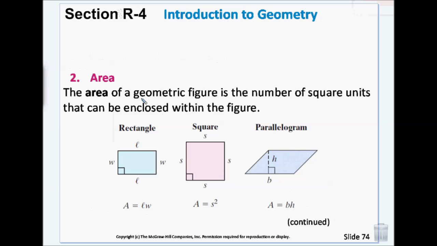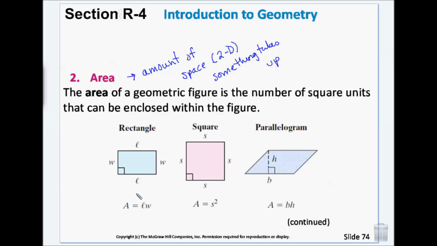Area is the number of square units that can be enclosed within the figure. Another way to describe it is the amount of space something takes up. Two-dimensional space. Two-dimensionally. 2D is flat, like pieces of paper. So area is the amount of 2D space something takes up, so flat area or flat space.